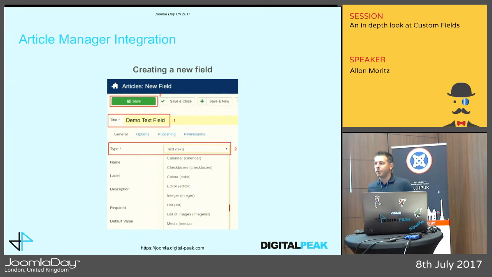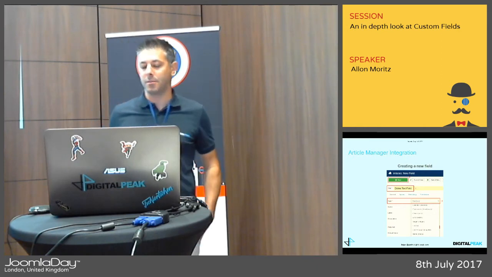The type is very important. It defines what the custom field is. It can even be a calendar, an editor, a color field. The important thing here is that after you created the custom field and saved it, you can't change the type anymore. This is because of data integrity. When you have, for example, a calendar custom field, and your articles already have date output in the custom fields, and afterwards you want to say, okay, that's now a checkbox, the checkbox won't understand the existing values. So you can only define the type when you create a new custom field.